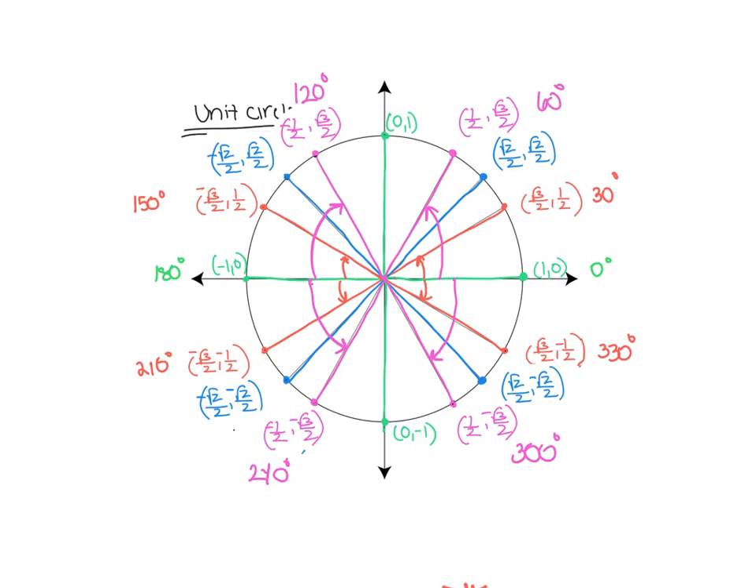We want to think about that same thought process, but with radians. So this is pi over 6 more than 0. This is pi over 6 less than pi. This is pi over 6 more than pi. This is pi over 6 less than 2 pi.